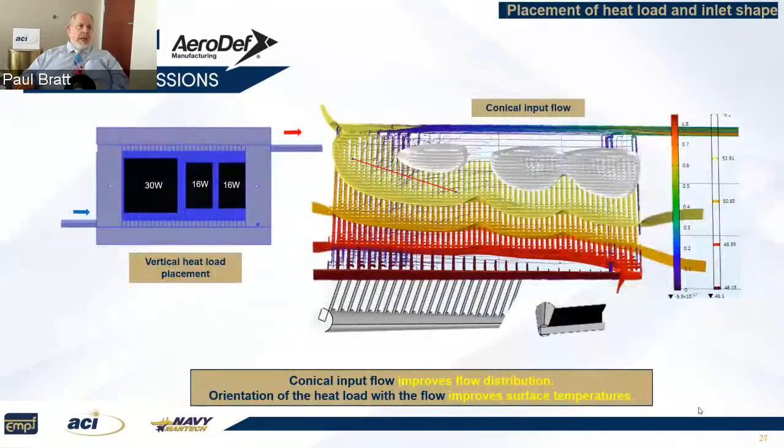I can even investigate things that we couldn't possibly machine, like a conical input. So in order to investigate the distribution of the coolant as it went through all these parallel flow lines, I find that making it a conical section and letting it compress smaller and smaller allowed me to get a better distribution throughout the cold plate. Next.